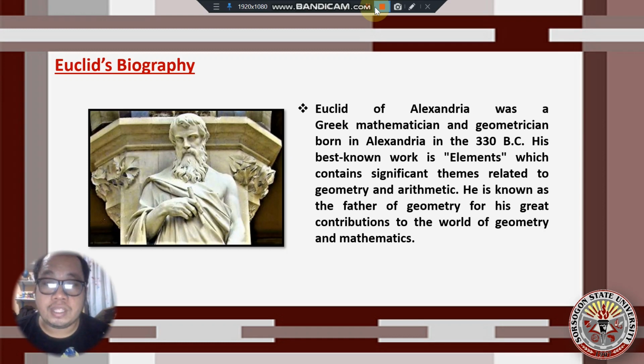To start with, let's get to know first Euclid of Alexandria. He was a Greek mathematician and geometrician born in Alexandria in the 330 BC. His best-known work is Elements, which contains significant themes related to geometry and arithmetic. He is known as the father of geometry for his great contributions to the world of geometry and mathematics.